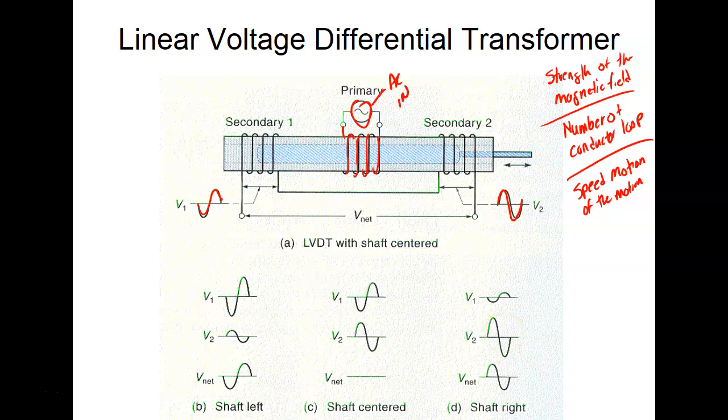So this would mean if I had two batteries, and I come up here and wired them like this, and both of them were exactly 1.5 volts, and I measured this in my meter, what would I measure? I'd measure 0 volts. So what this means, when the LVDT is in the center, this guy puts out 0 volts because the two windings cancel each other out.